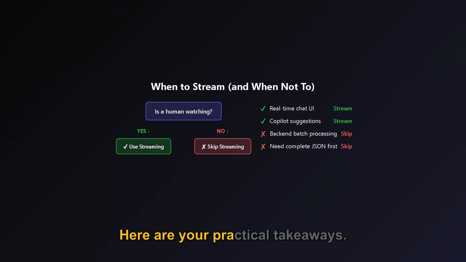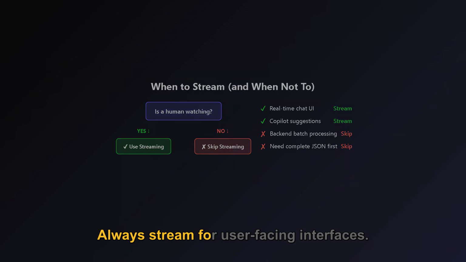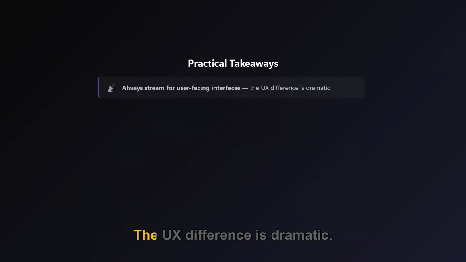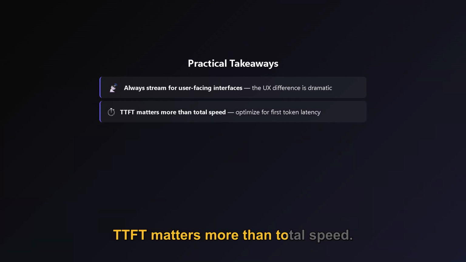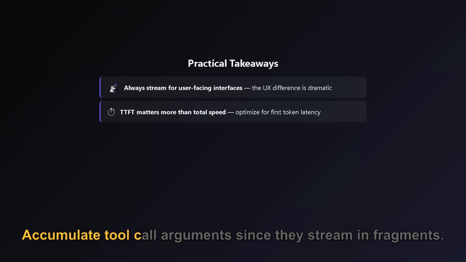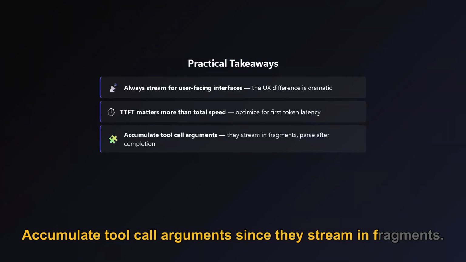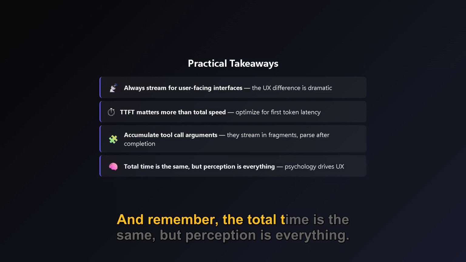Here are your practical takeaways. Always stream for user-facing interfaces. The UX difference is dramatic. TTFT matters more than total speed. Accumulate tool call arguments since they stream in fragments. And remember, the total time is the same, but perception is everything.